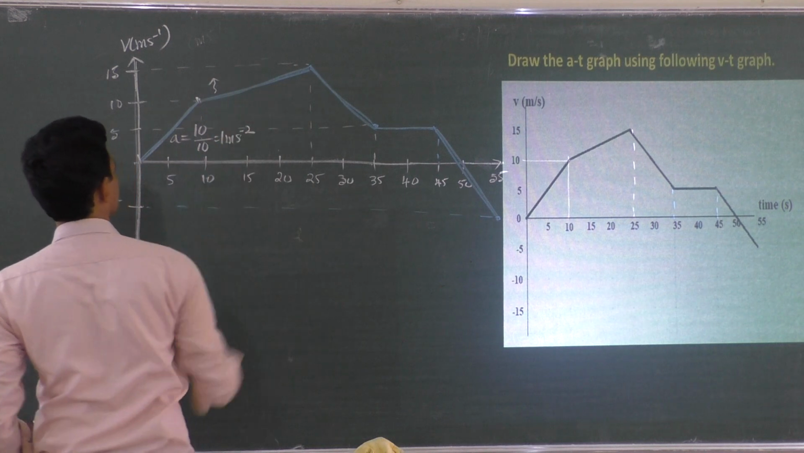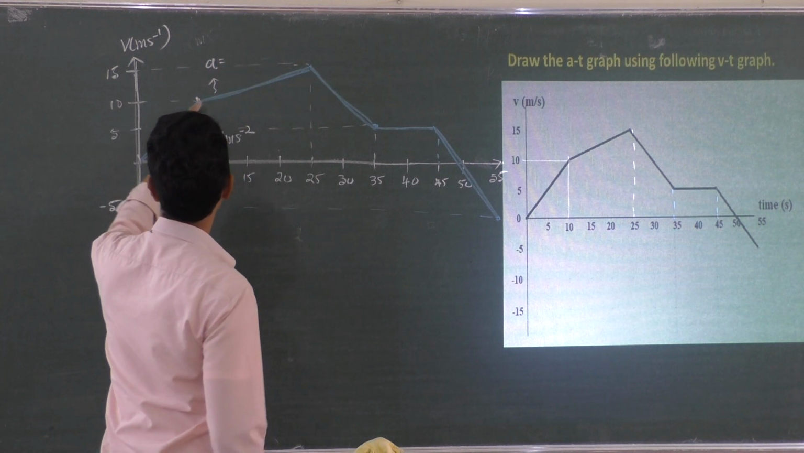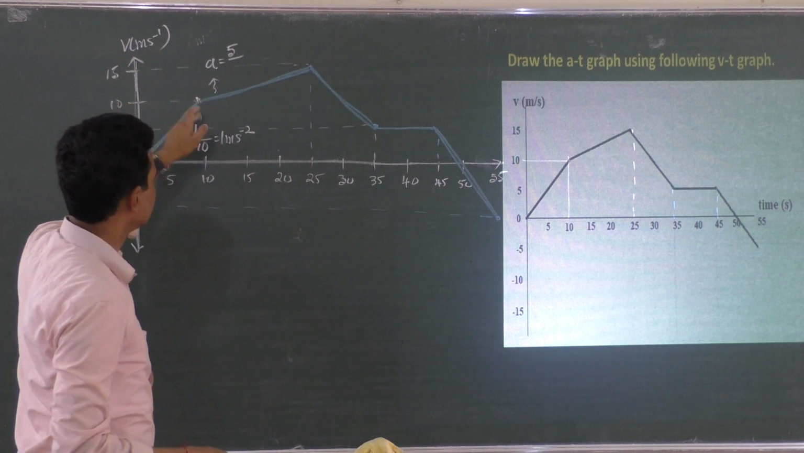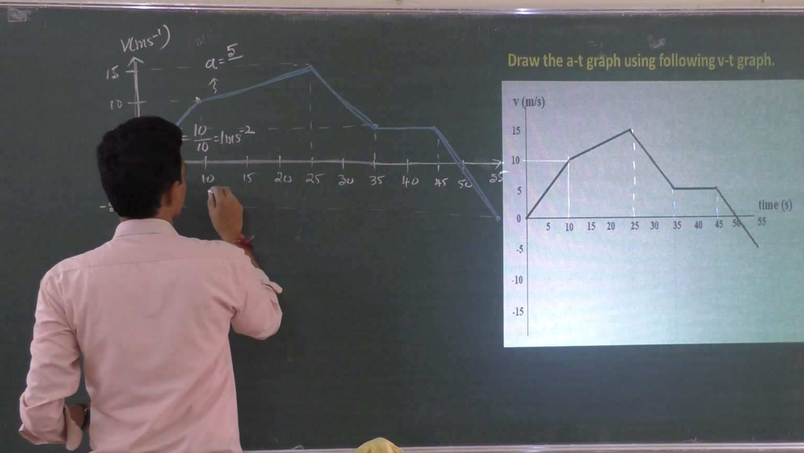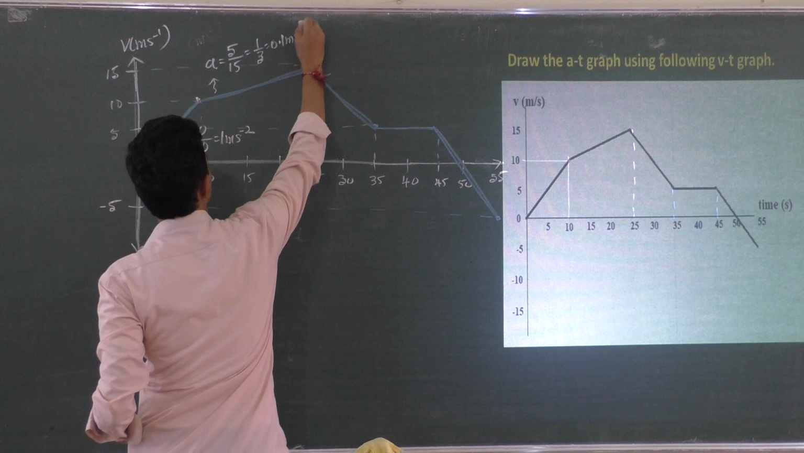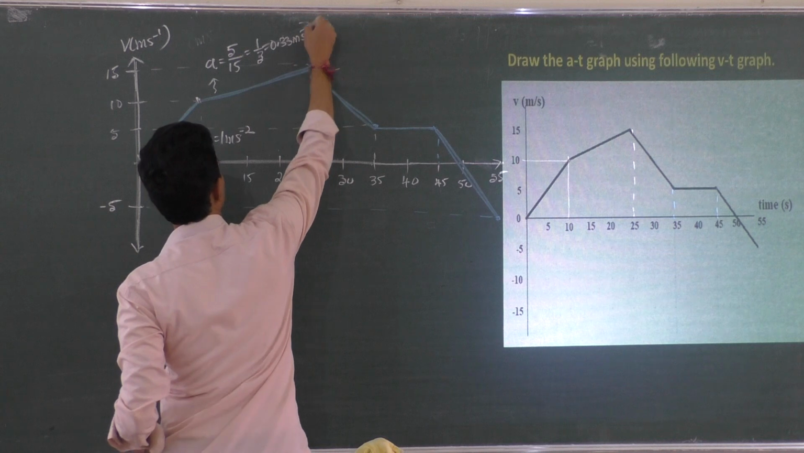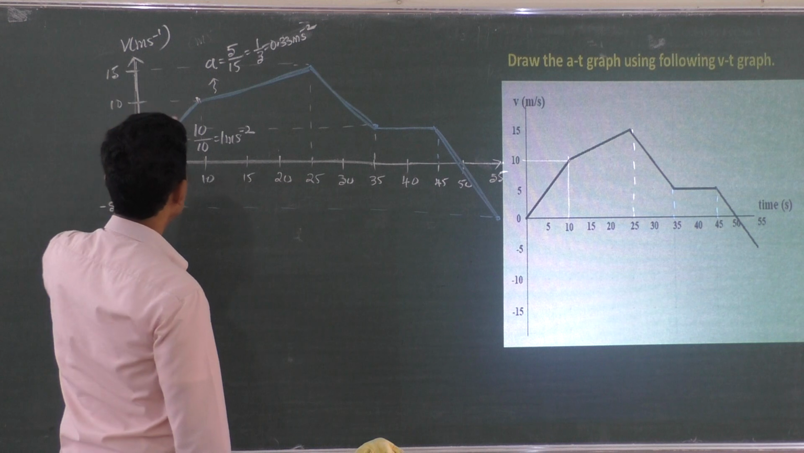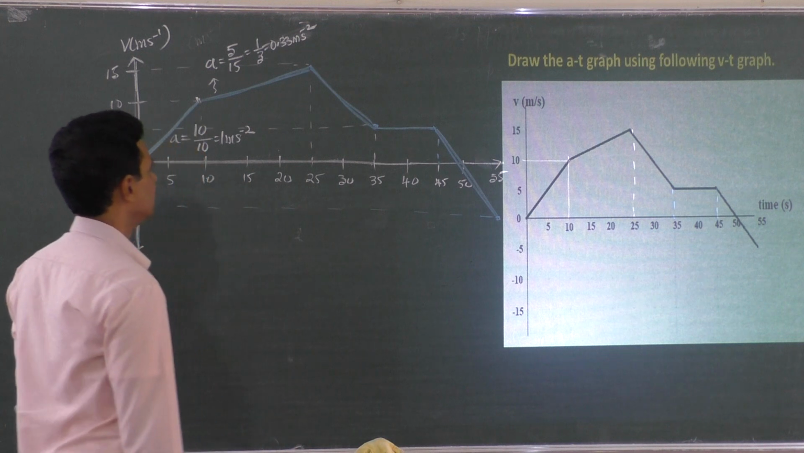Here, what is acceleration? Change in velocity, it is from 15 to 10, that is 5, and positive, 15 minus 10. Time taken, it is 10 to 25, that is 15. That is 1 by 3, 0.33 meter per second square. Correct? 0.33. Change is 5 in a time interval of 15 seconds, and that gives you 1 by 3, 0.33 meter per second square.